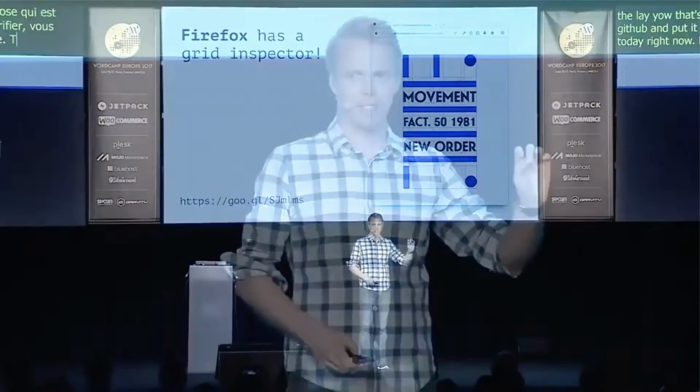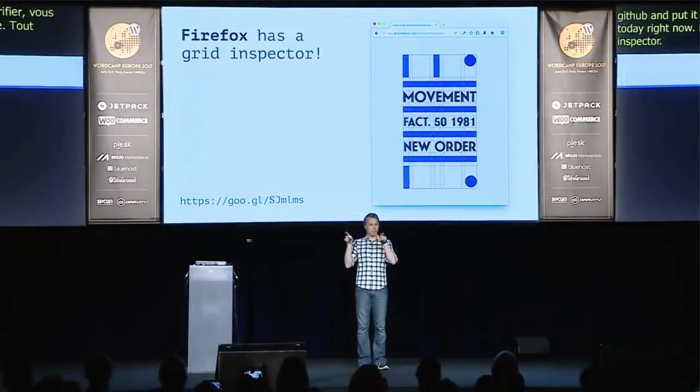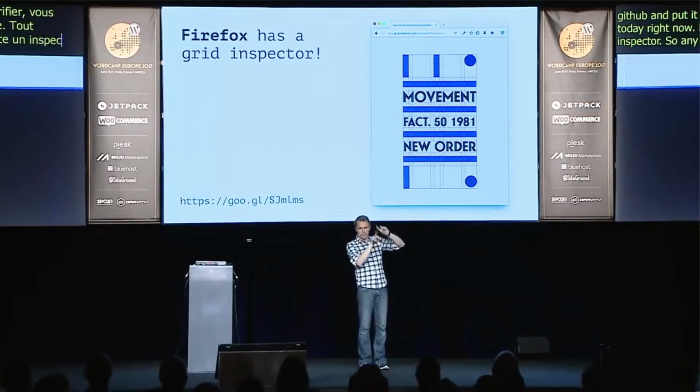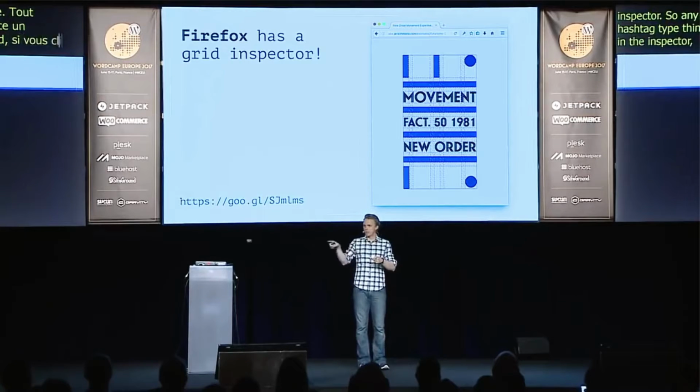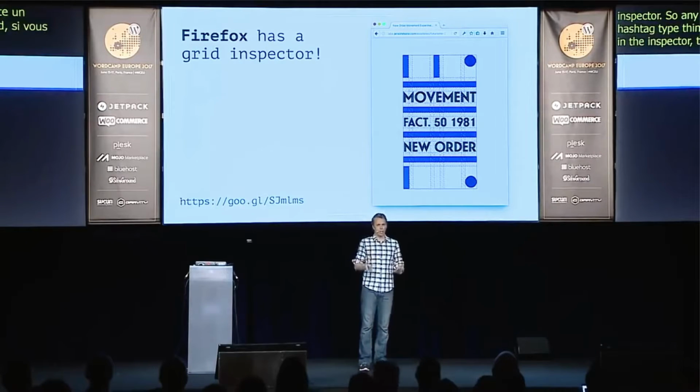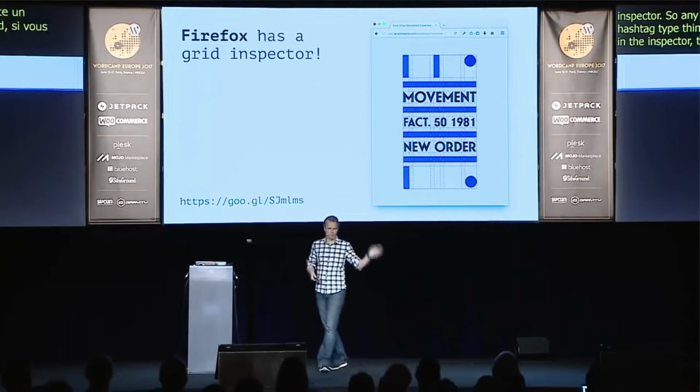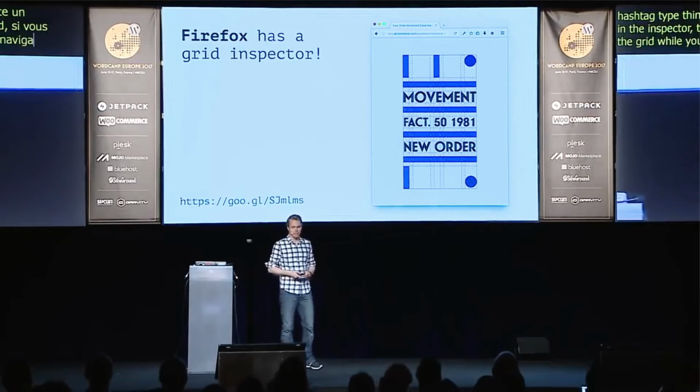Number one, use Firefox when you develop, because Firefox has a grid inspector. Anytime you find an element that has grid on it, there's a little hashtag type thing that's supposed to look like a grid. If you click on that in the inspector, the grid lines appear in your browser, and you can actually see the grid while you're working with it. I'm sure the other browsers will catch up, but right now, Firefox has it.